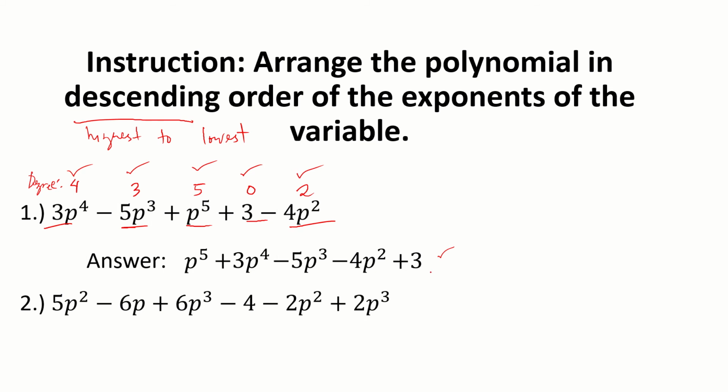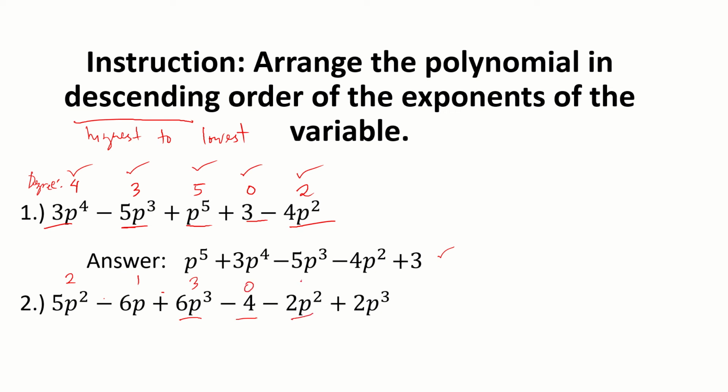Okay, let's have another example. 5p squared minus 6p plus 6p cubed minus 4p minus 2p squared plus 2p cubed. So first, identify the degree of each term. So the degree here is a 2. Degree here is 1. Again, how did we know that these are different terms? Because of the minus and the plus. So there's a minus here, there's a plus. So this is the next term. Degree is a 3 because it's the exponent of the p. This is just a constant term, so 0.